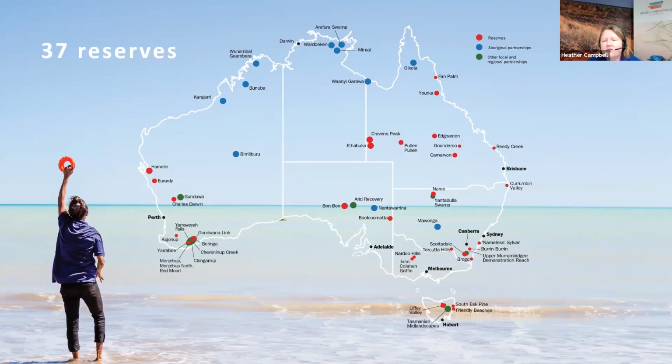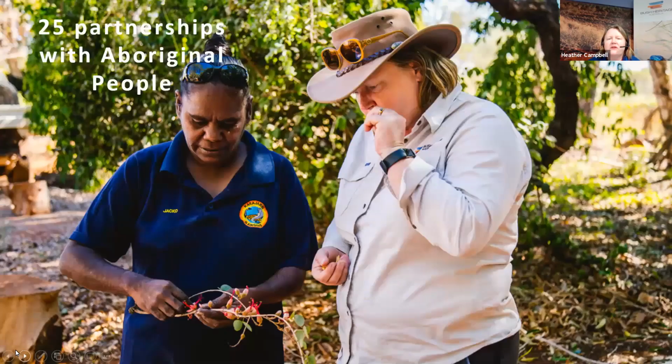The red dots are those reserves that we own and manage. The green dots are where we partner with a whole network of organisations and a lot of farming organisations. And the blue dots are the Aboriginal partnerships. So those are partnerships on Aboriginal held, managed land. What is really important to us at Bush Heritage is those 25 partnerships that we have with Aboriginal people, 14 on Bush Heritage held land, and 11 of those on Aboriginal managed land.